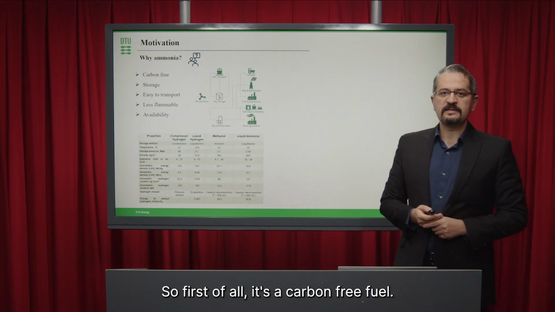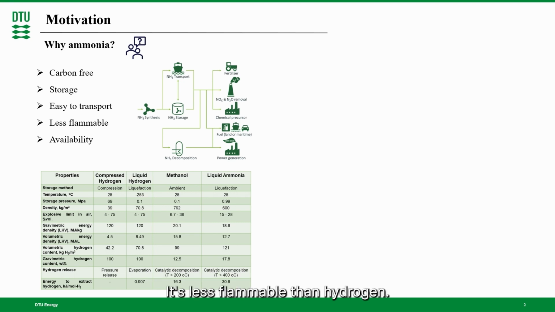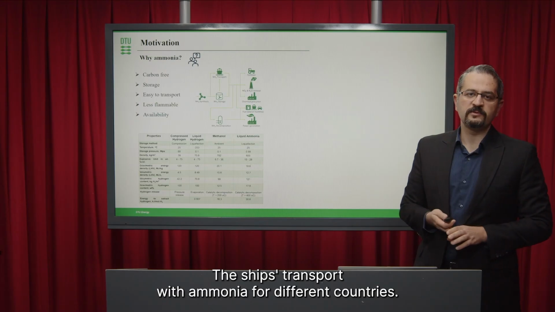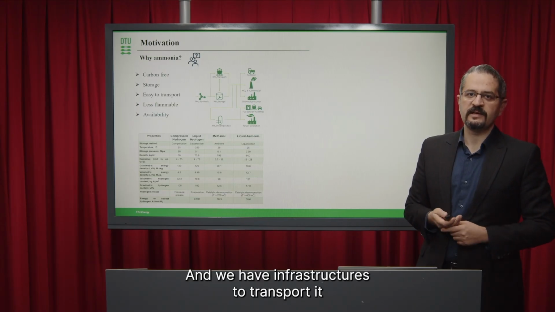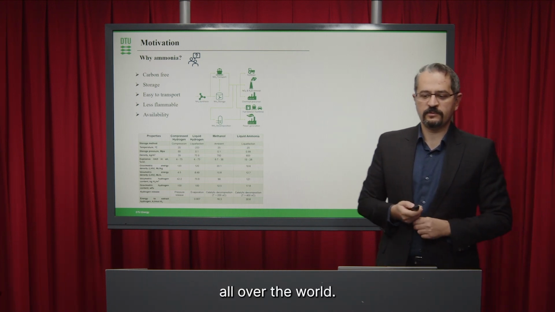First of all, it's a carbon-free fuel, so it doesn't have any carbon in its molecule. Its storage and transport is much easier than hydrogen. It's less flammable than hydrogen. It cannot burn by itself in ambient conditions, and it's available for a long time. Ships transport ammonia to different countries, and we have infrastructure to transport it all over the world.